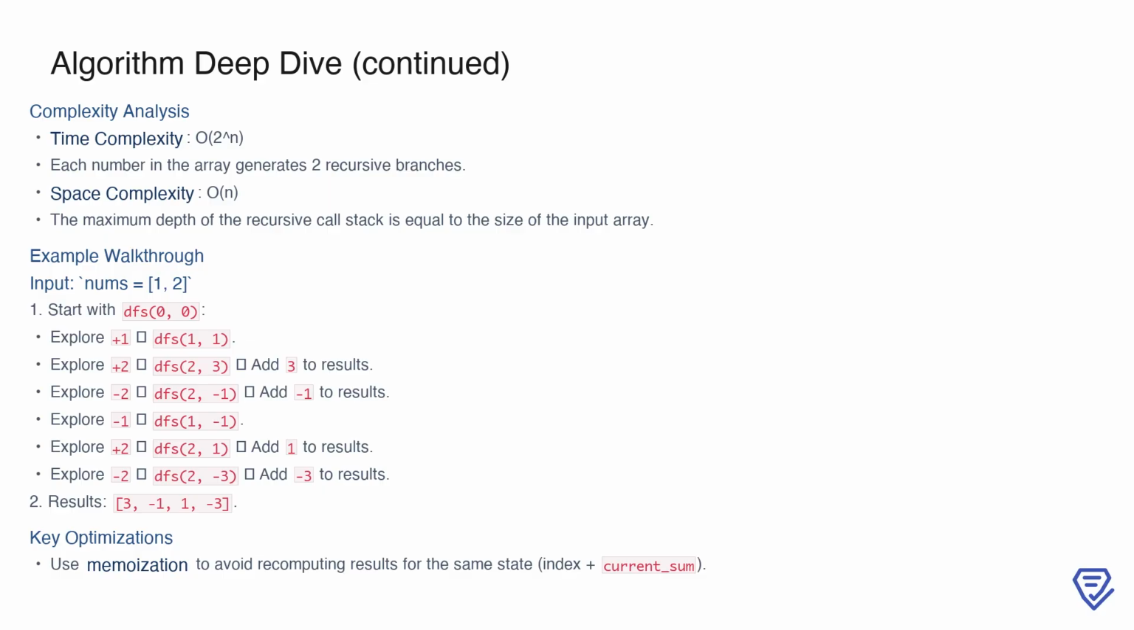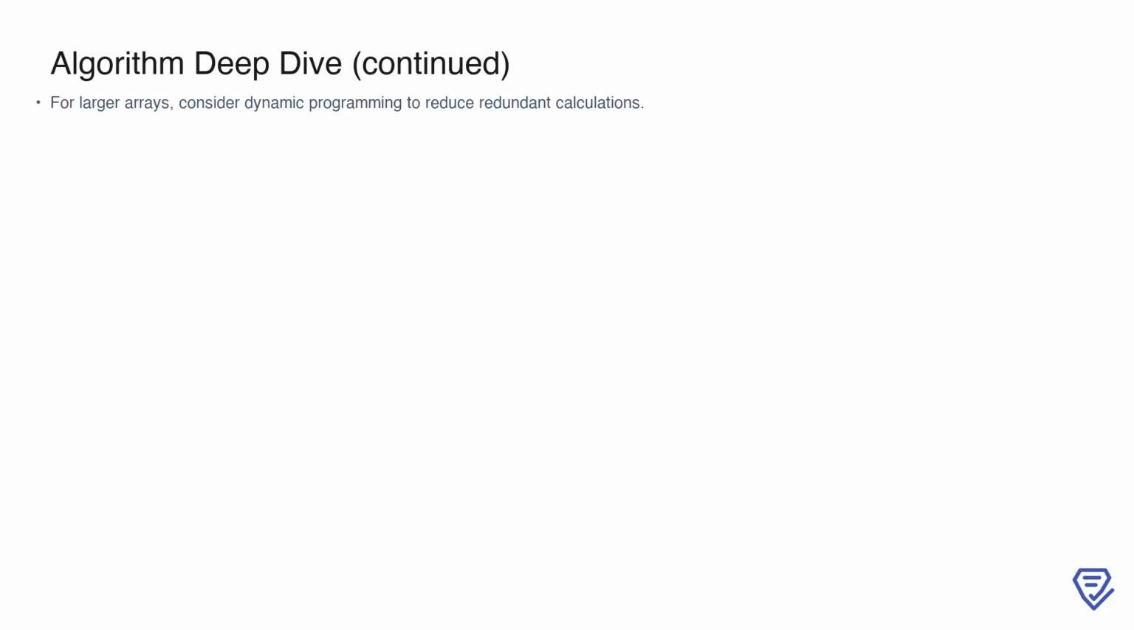To optimize this approach, we can implement memoization to store previously computed results for the same state, avoiding redundant calculations. For larger input arrays, the exponential nature of the brute force approach becomes computationally expensive. To make the algorithm more efficient, we can use dynamic programming to reduce redundant calculations and systematically build up solutions for smaller subproblems. By leveraging dynamic programming, we can avoid recalculating intermediate results and significantly improve performance for larger datasets.